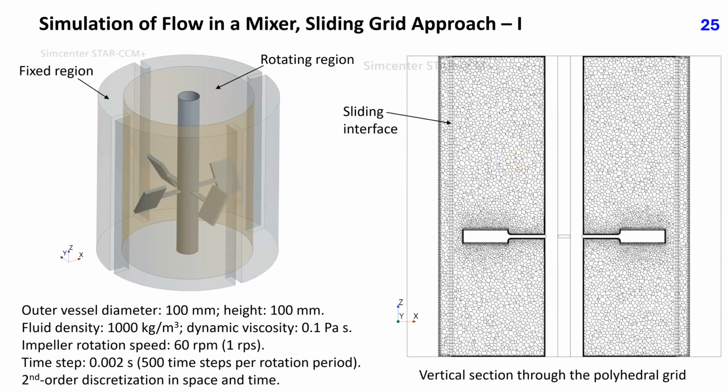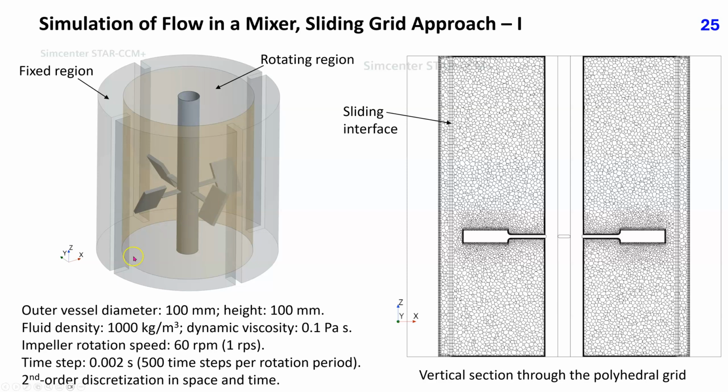The third test case is the simulation of flow in a mixer using sliding grids. Mixer geometry is shown in this figure. There are 4 axial baffles attached to the cylindrical vessel wall, while the impeller consists of 4 blades inclined by 30 degrees with respect to axis and attached to the central shaft.